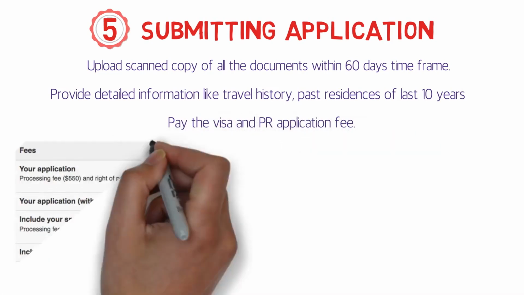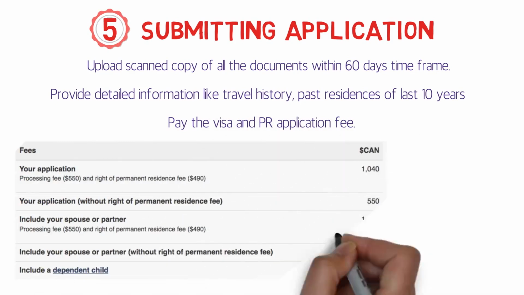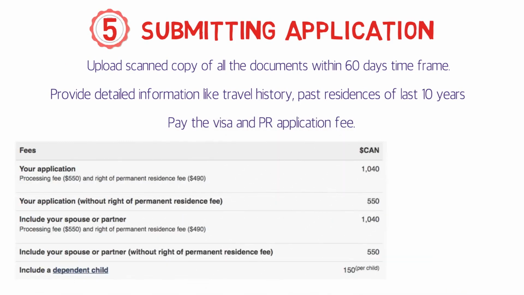So how much is the fee? This is the official screenshot from the Canada.ca website. So if you're a single applicant, in that case, you need to pay something around 1,040 Canadian dollars. And if you include your spouse as well, in that case, you need to pay double that amount.